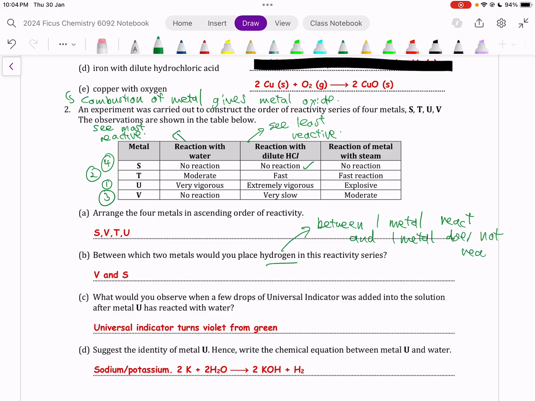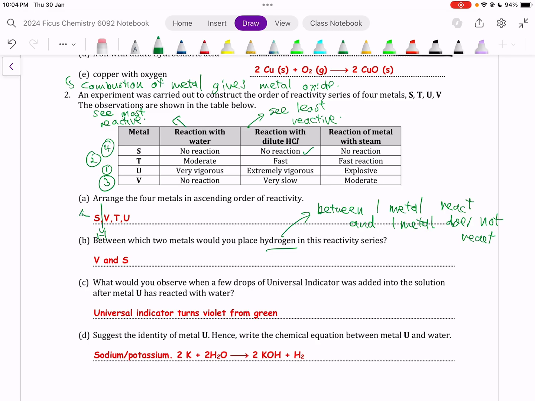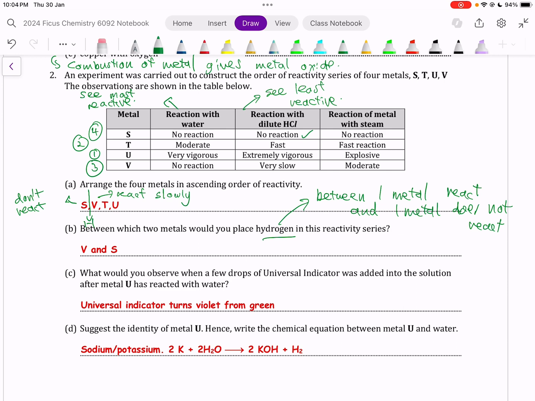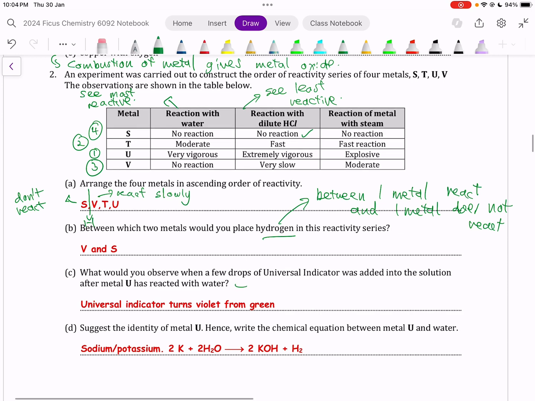Which means it is actually down here. Between S and V, you put your hydrogen. S doesn't react with acid. V actually reacts, although very slowly. Then what happens when you put metal U, the number 1 metal, inside? Likely this will give you an alkaline, so it will turn violet from green. Then you write down the equation. Likely something like sodium or potassium.